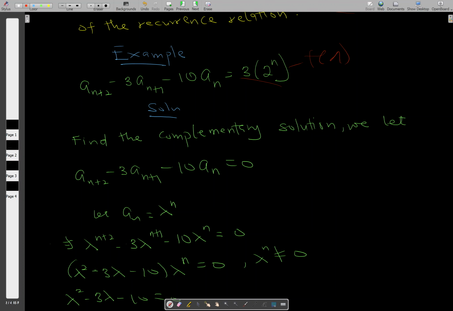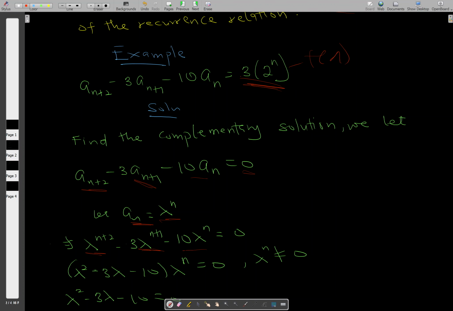So first of all, we find the complementary solution. The complementary solution is just the solution to the homogeneous part. So we set the right hand side of the equal sign to 0. Then we use the normal method. We let a subscript n be lambda to the power n. So a subscript n plus 2 will be lambda to the power n plus 2, 3a subscript n plus 1 will be 3 lambda exponent n plus 1, then this will be 10 lambda exponent n.